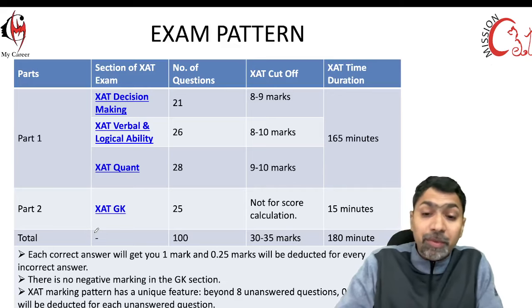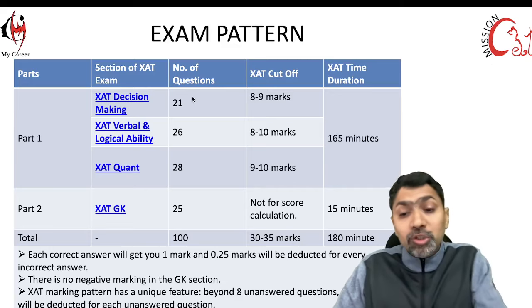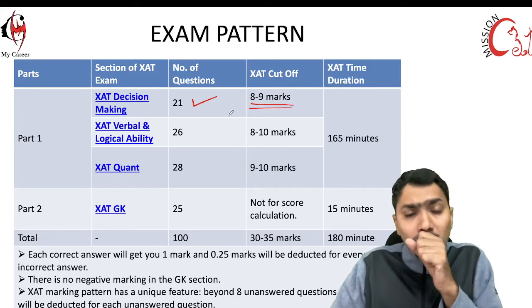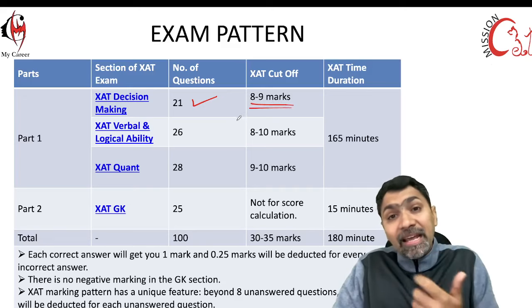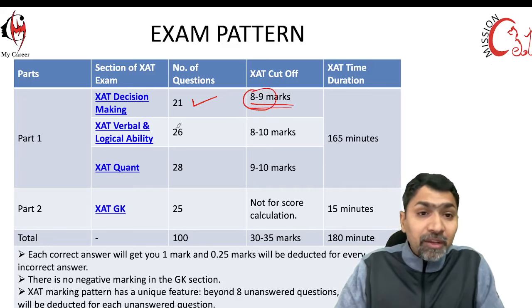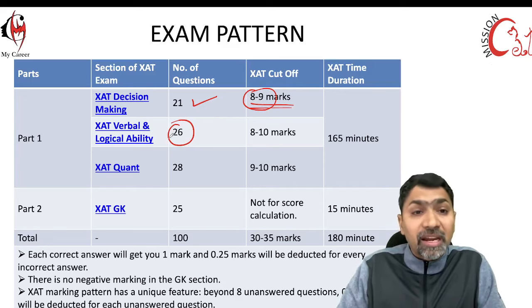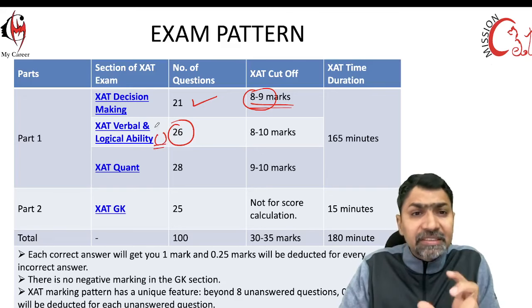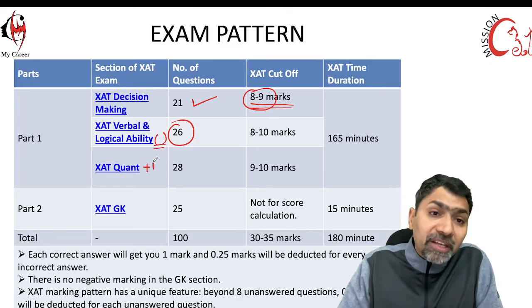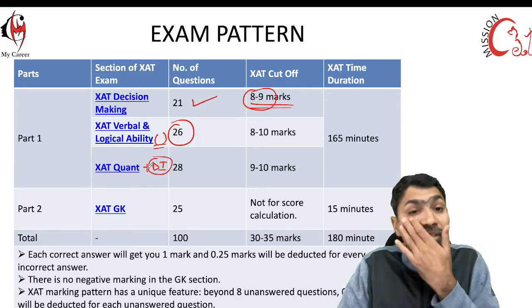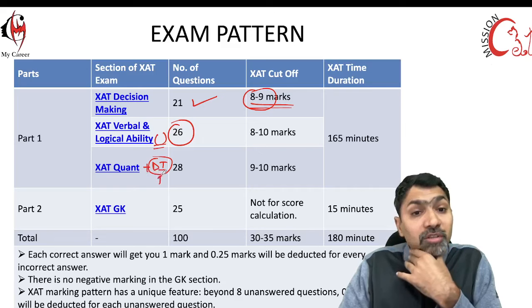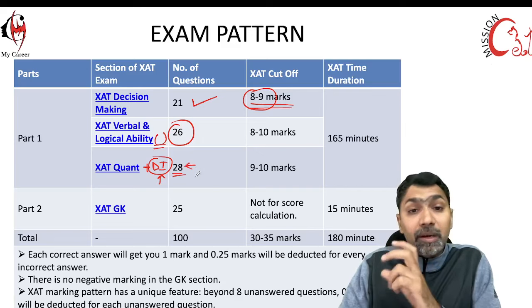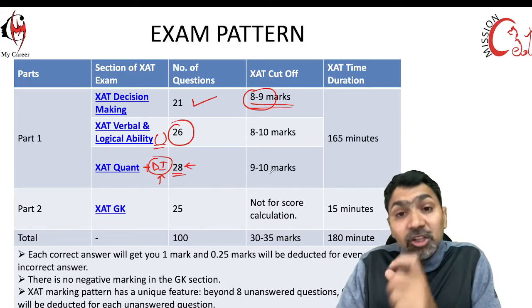Now let us try to see this paper, right? Here you have 21 questions in decision making, which I have just talked about, and the cutoffs we'll talk about later in detail. It's just 8 to 9 marks. In verbal ability you have 26 questions. In logical reasoning, we haven't seen any question from the last 2-3 years. The quantitative section also contains questions from DI. Although its name is just quant, it contains questions from data interpretation as well.